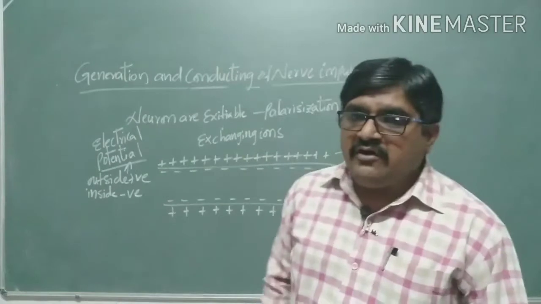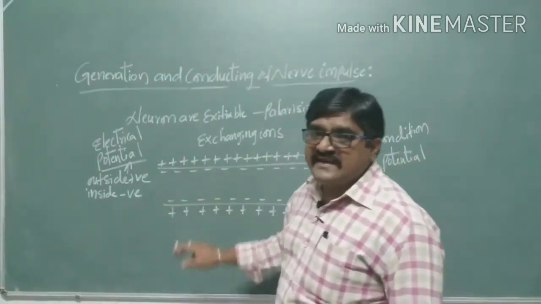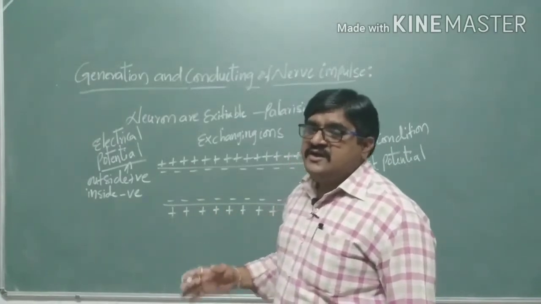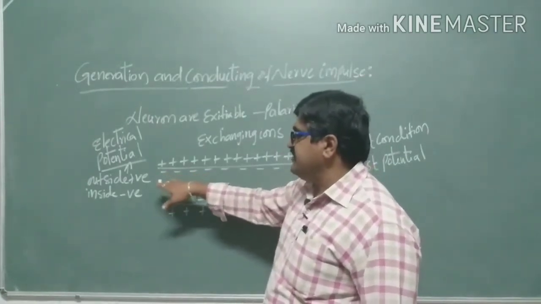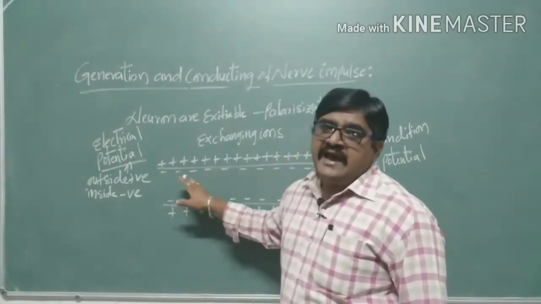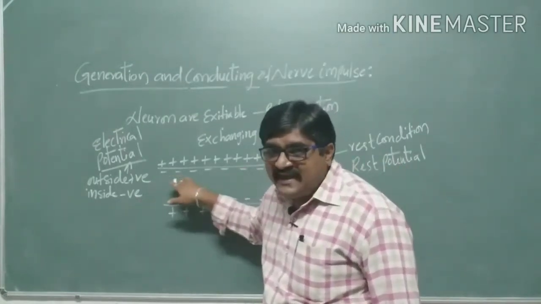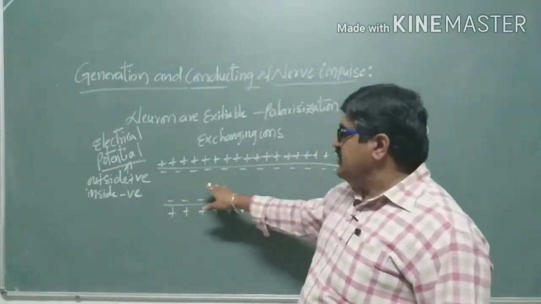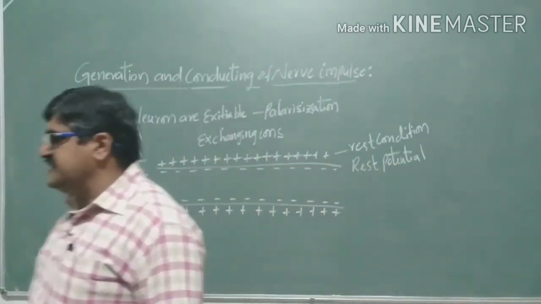What is an electrical potential? The neurons are excitable. In this state, the positively charged ions are present outside the membrane, outside the plasma membrane, and the negatively charged ions are present inside the membrane. So this is called an electrical potential.